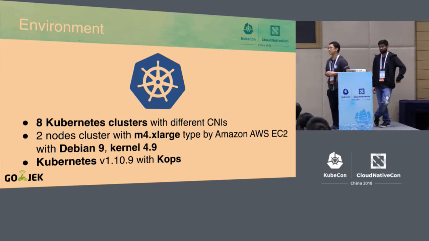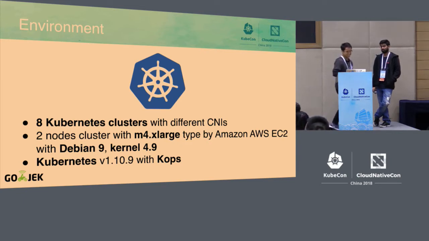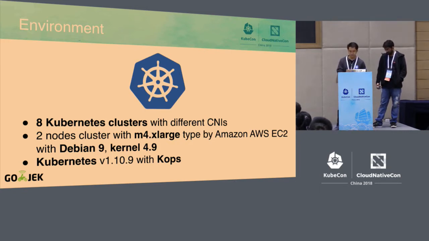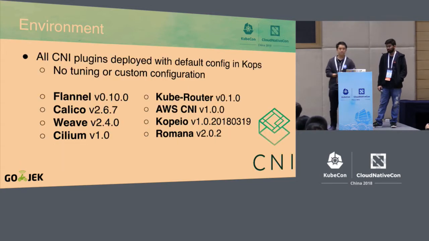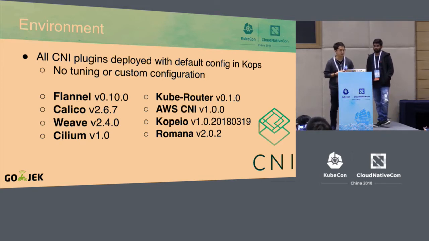We chose AWS because we cannot use Google Cloud here in China. You know that. We used Debian 9 distro and kernel 4.9. We used kops to help us spin up the clusters with version 1.10.9 when we were doing the experimentation. These are the versions of CNI plugins that we leveraged to conduct this experiment.